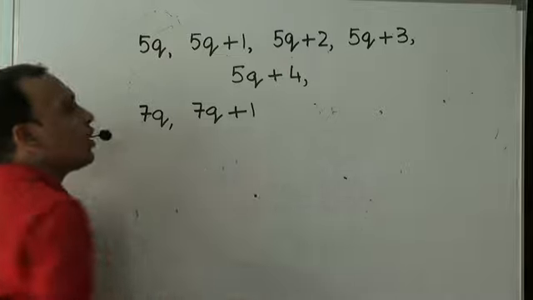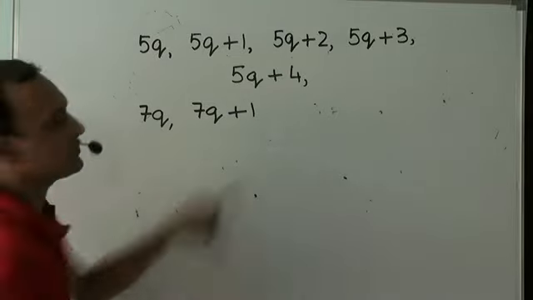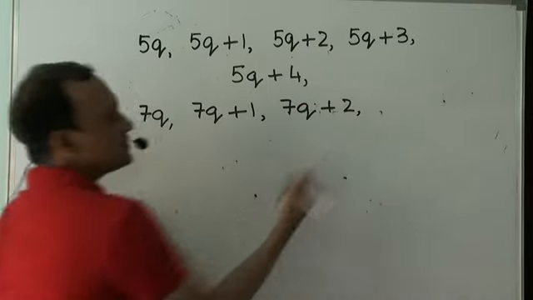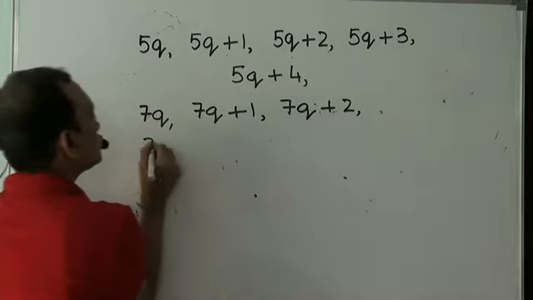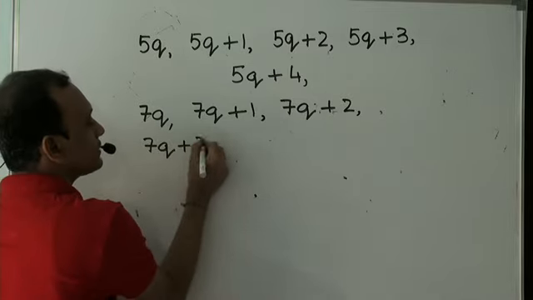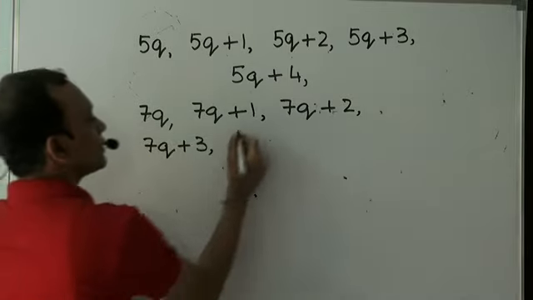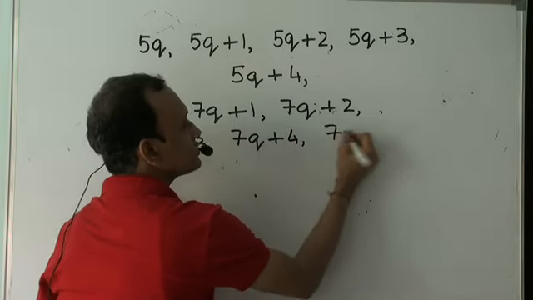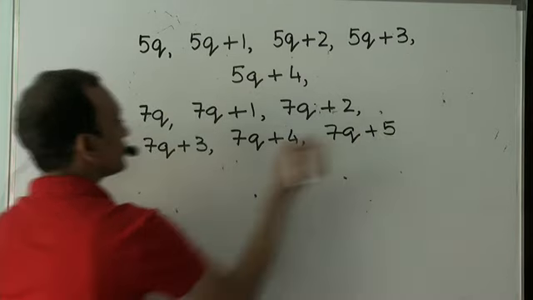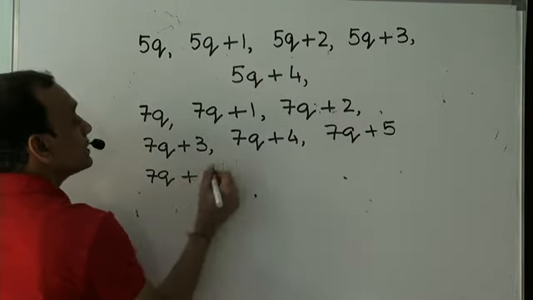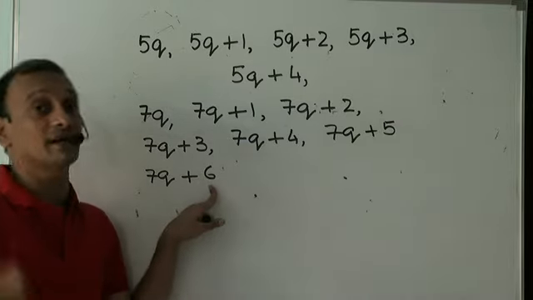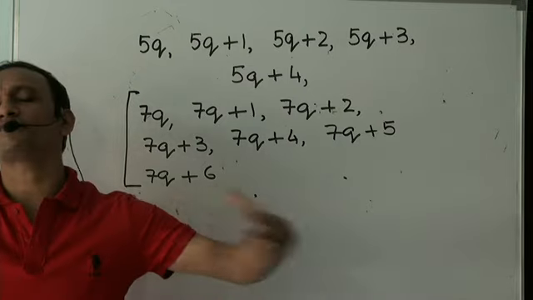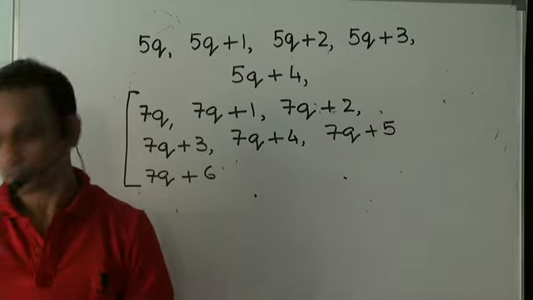7q plus 1, these are all numbers that will leave a remainder 1 on dividing by 7. 7q plus 2, these are all numbers that will leave a remainder 2 on dividing by 7. 7q plus 3, these are all numbers that will leave a remainder 3 on dividing by 7. 7q plus 4, remainder 4; 7q plus 5, remainder 5; 7q plus 6, remainder 6. And on dividing by 7, the remainder cannot exceed 6. So this is the representation of the entire set of numbers in terms of 7, right?